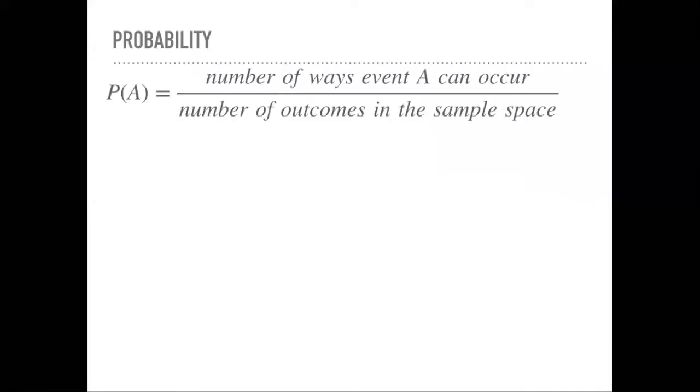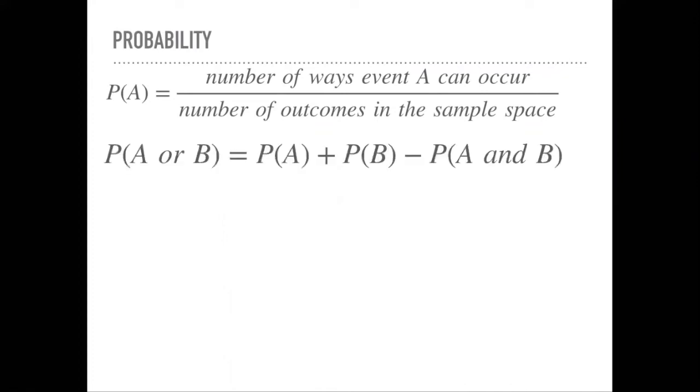So finding the probability of event A, we would need to count the number of ways that event A can occur, and then we'll divide by the number of outcomes in the sample space. If we wanted to find the probability of event A or event B happening, we would take the probability of event A plus the probability of event B and then subtract off the probability of them happening at the same time.